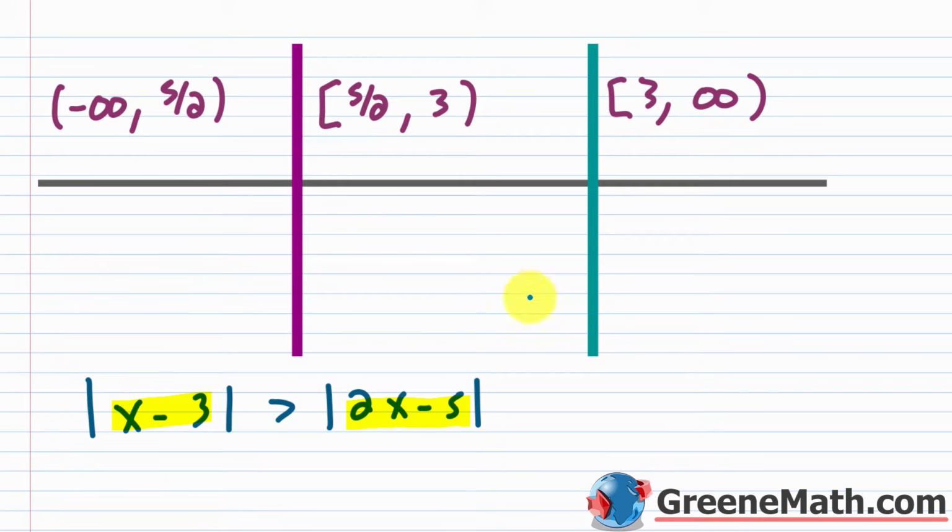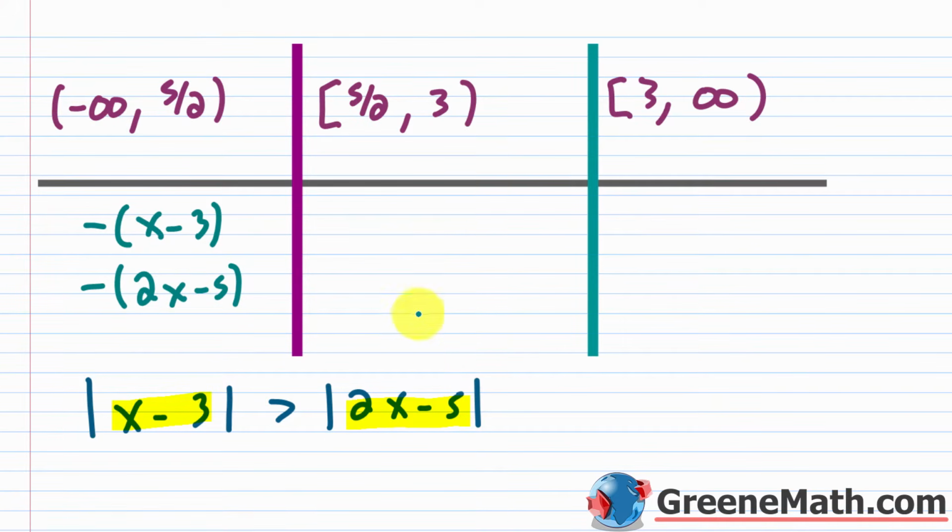Now you're going to go through and think about the interval where x is less than 5 halves. Each one of these expressions is going to be negative. So instead of x minus 3, when I drop the absolute value bars, I want the negative of the quantity x minus 3. And when I drop the absolute value bars here, I want the negative of the quantity 2x minus 5. That's our rule in this interval.